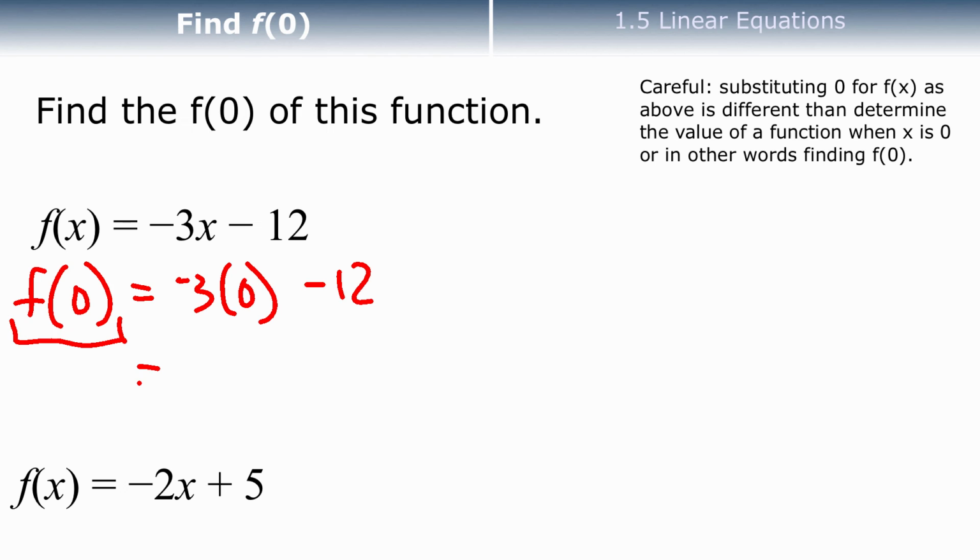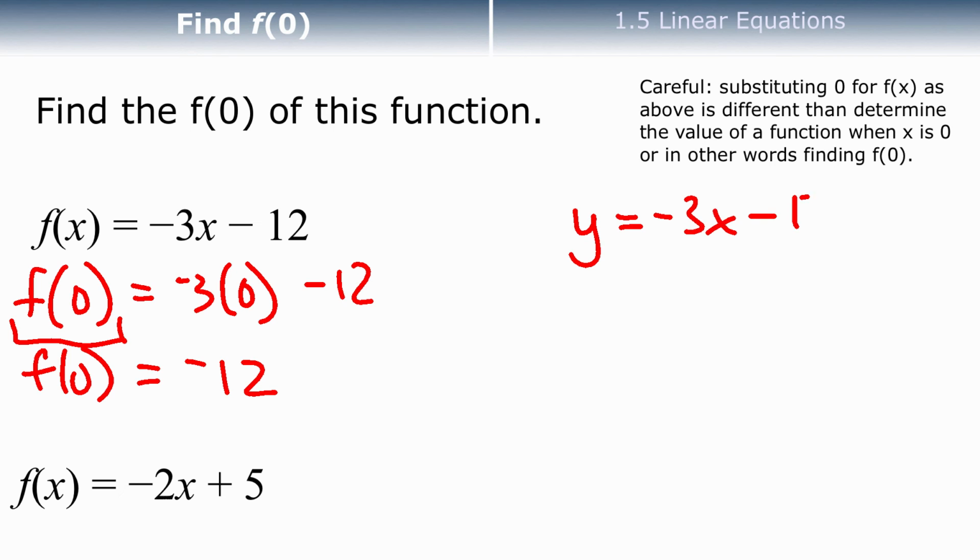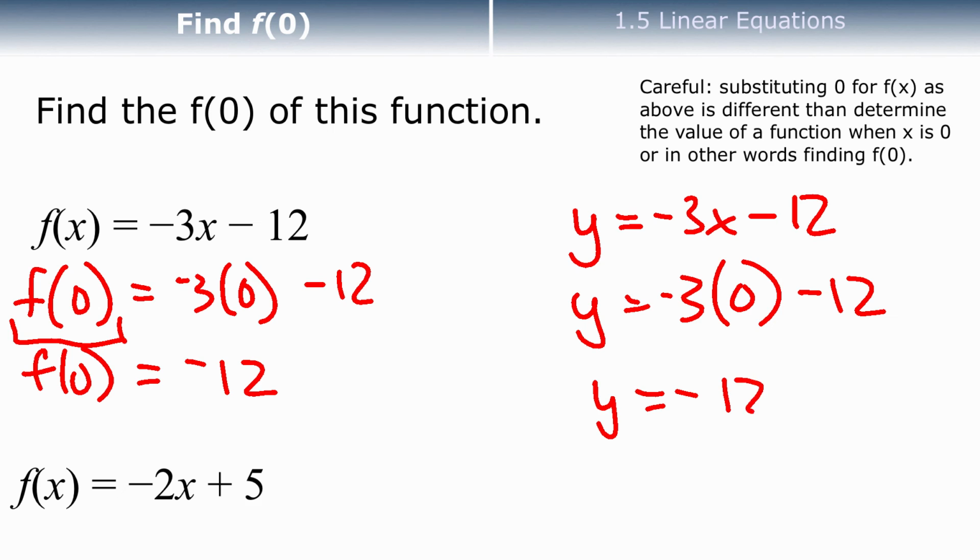Minus 3 times 0 is 0, and 0 take away 12 is negative 12. So in this case, the value of the function when x is 0 is negative 12. Notice that this equation would be the same as y equals minus 3x minus 12. What I'm looking for is the value of y when you plug a 0 in for x. And notice in this case you get the same thing. Okay, so make sure you recognize that distinction between a 0 versus f of 0.